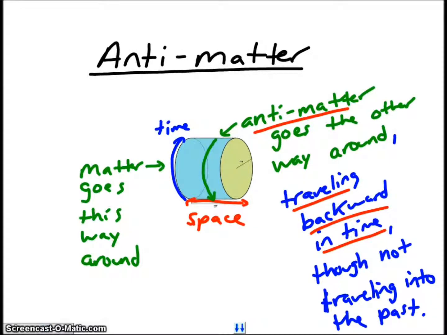Matter goes one way around the cylinder. Antimatter just goes the other way around the cylinder. So it would look as if it was traveling backwards in time, but it's not really traveling into the past. This allows for us to explain antimatter. Antimatter is just regular matter, but it's moving the other way around in the cylinder.